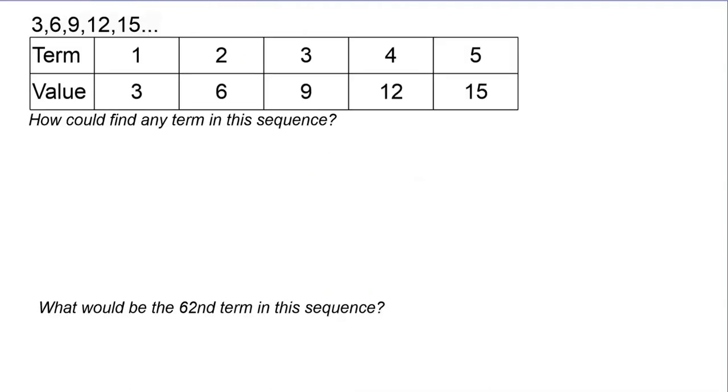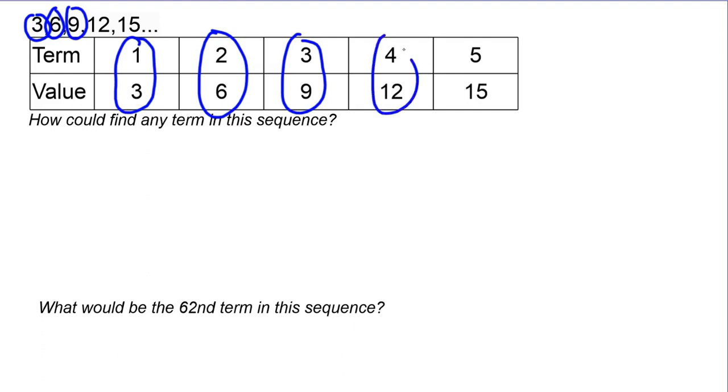Let's take a look at this sequence: 3, 6, 9, 12, 15, so on and so forth. What I've done is put them in a table with the term number and its value. The first term is 3. The second term is 6. The third term is 9. The fourth term is 12. The fifth term is 15, and so on. So what we're doing here is increasing by 3 each time.